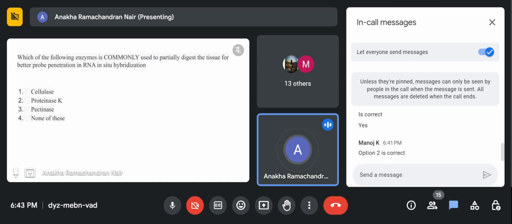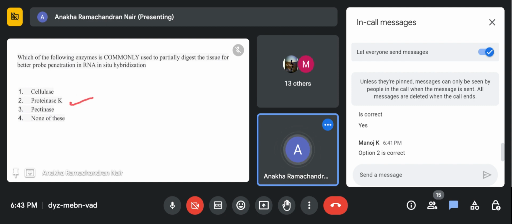So what these three enzymes do: cellulase, as you can guess from the name, will break down cellulose. Pectinase, again from the name, will break down pectin, and proteinase will break down certain proteins. Okay, so from these, the correct answer is in fact option 2, that is proteinase K.